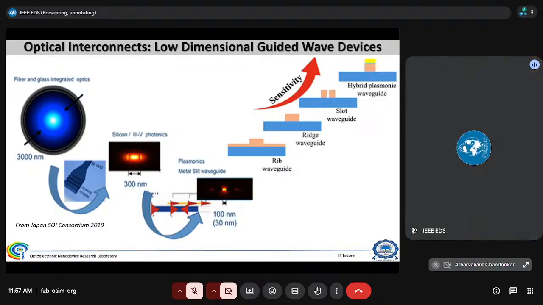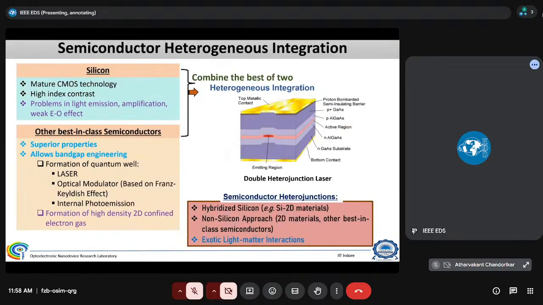It may be a rich structure, like completely silicon, or rib on SOI, you may have the slot, or you may have hybrid plasmonic. So when you are going from here to here, your dimensions, your geometry becomes more sensitive. You can have really highly sensitive sensors and ultra compact devices with these things. So silicon is very good. It is with mature CMOS technology.